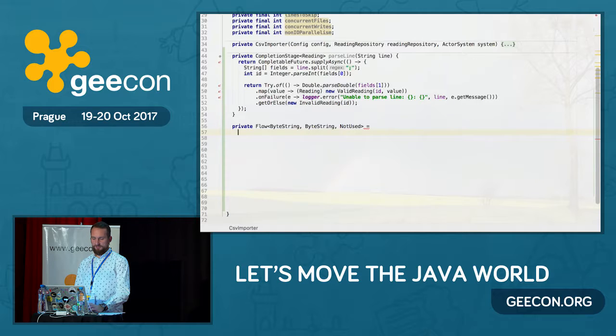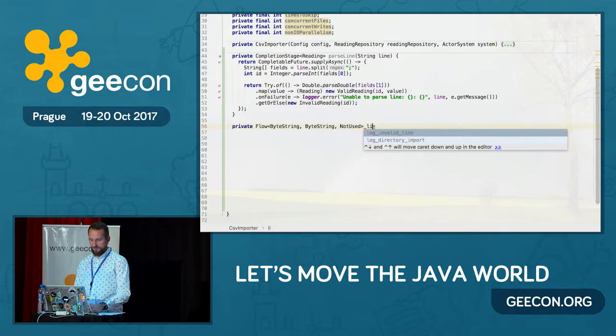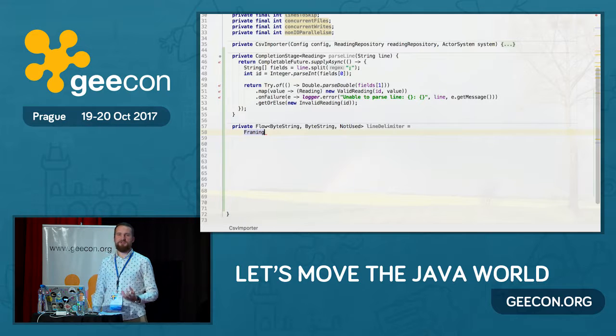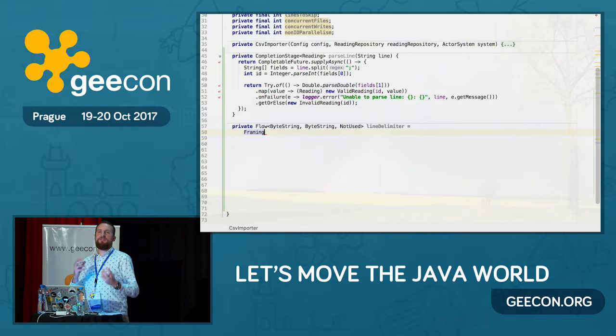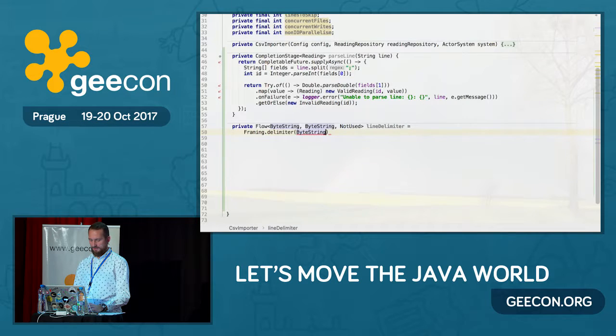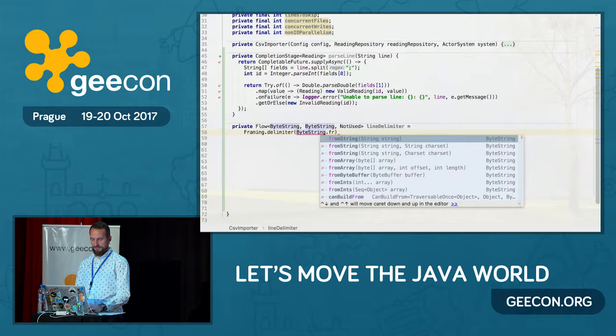So we need a neat name for a variable, of course. To do that, what we want to do is called framing in Akka Streams. We have a stream of bytes and we want to extract some frames with a delimiter. This is something that is built into Akka Streams. We need to provide a byte string that is going to contain the delimiter.